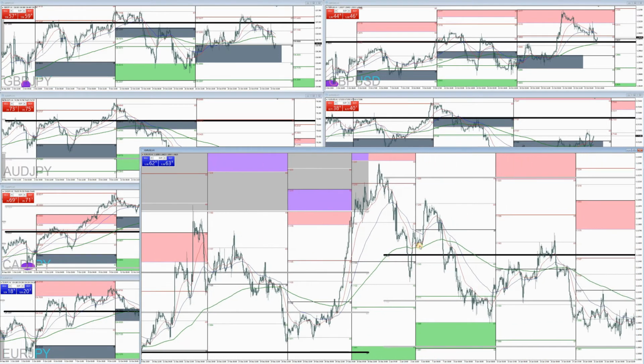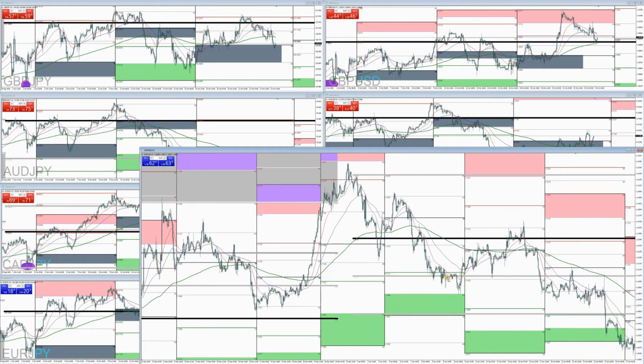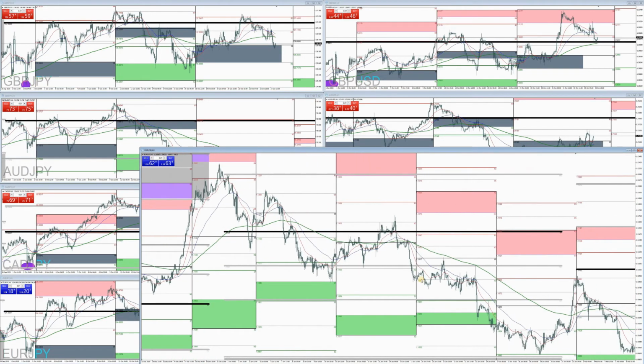Very next week. Didn't get an open there. Nothing there. Did get an open right here. Hit central pivot. Jam my stop. Minus 18.